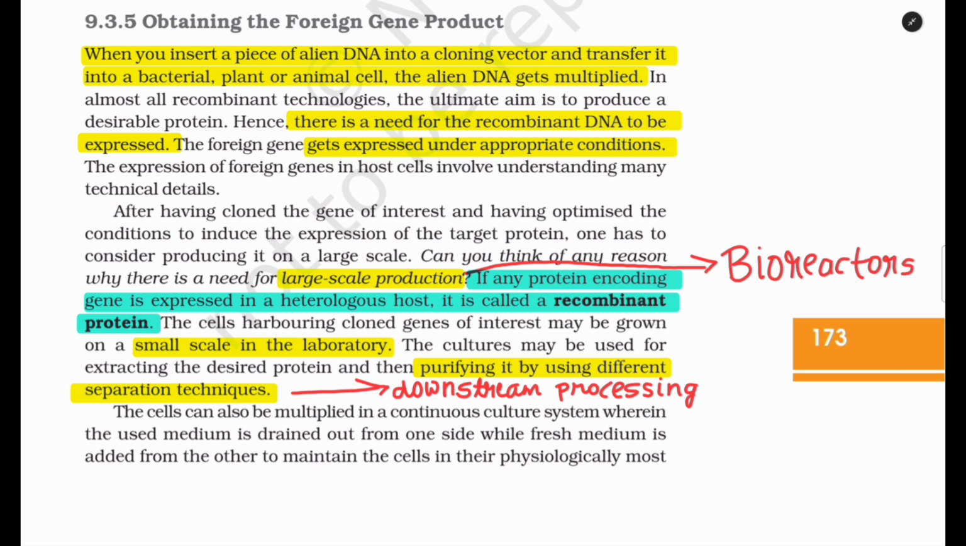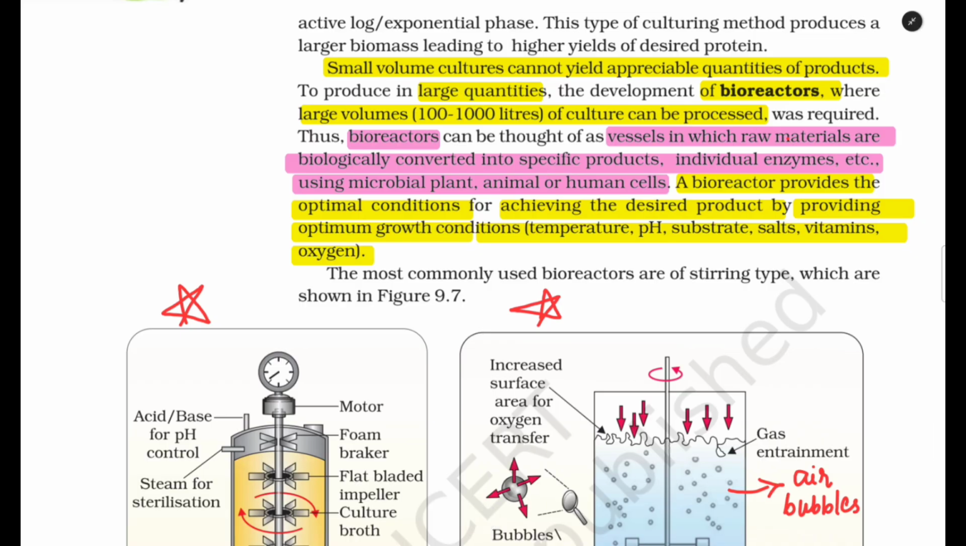The cells harboring cloned genes of interest may be grown on a small scale in the laboratory. The cultures may be used for extracting the desired product and then purifying it by using different separation techniques. The cells can be multiplied in a continuous culture system wherein the used medium is drained out from one side while fresh medium is added from the other to maintain the cells in their physiologically most active log or exponential phase. This type of culturing method produces a larger biomass leading to higher yield of desired protein.